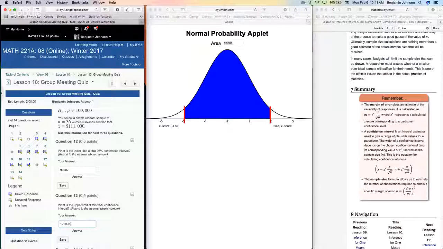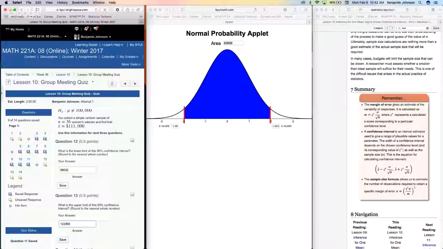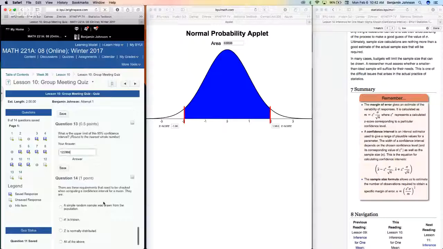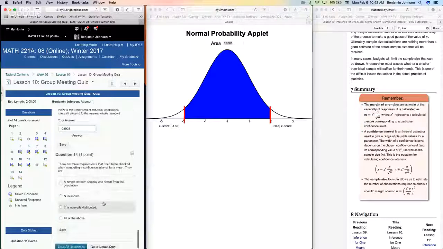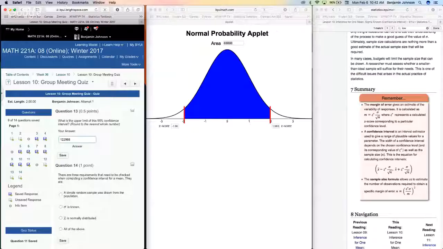Okay. What is the M? I got 11,998. We'll round to a whole number, so you can round it right there. Did you get the same thing? Oh, we lost Kevin. It's 99,002, right? Yep. The answer.